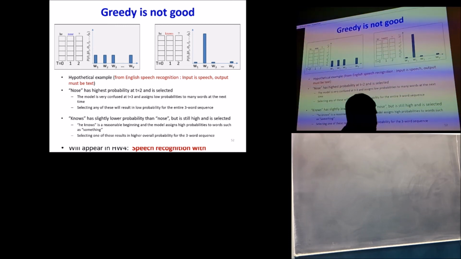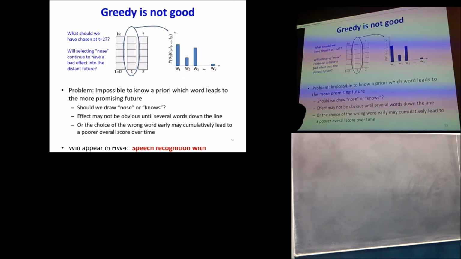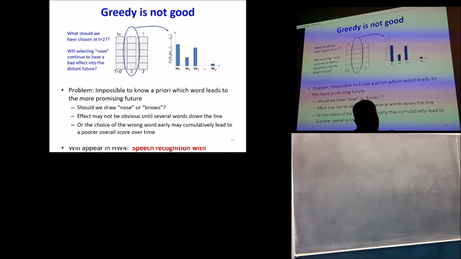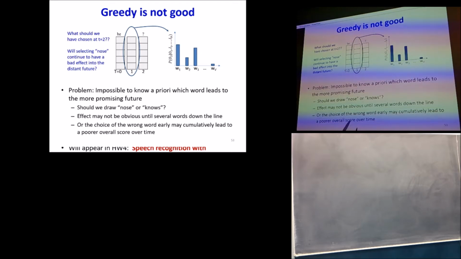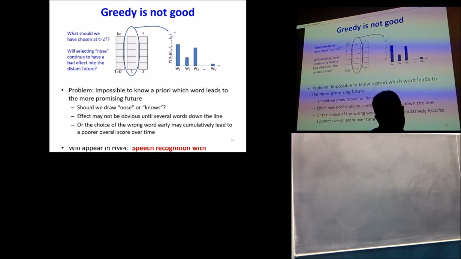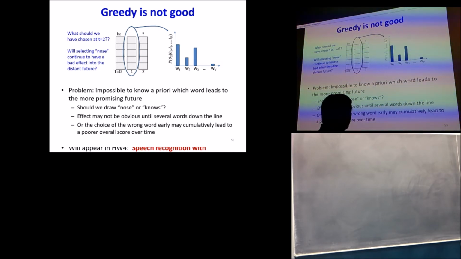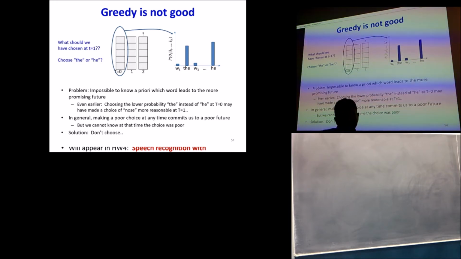And now this can actually continue, right? It's impossible to know a priori which of these 2 words I must have chosen. I gave you a very simple example, but the influence of the word that you choose at any time can actually not be seen until several words down the line. So also, something else might happen. The choice of the wrong word early may cumulatively lead to an overall poorer score than if you chose a different word.